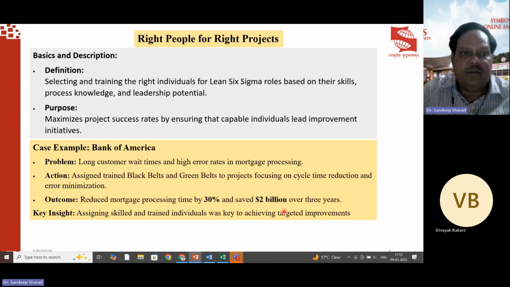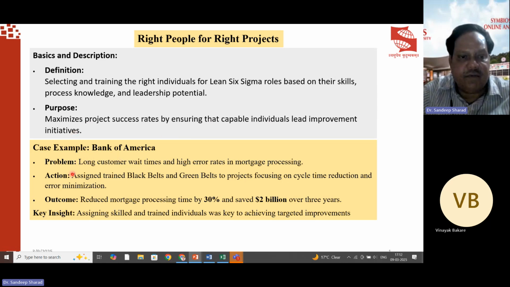Right people for the right project: selecting and training the right individuals for the Lean Six Sigma roles based on their skills, process knowledge, and leadership potential. Purpose: maximizing project success rates by ensuring that capable individuals lead the improvement initiatives.